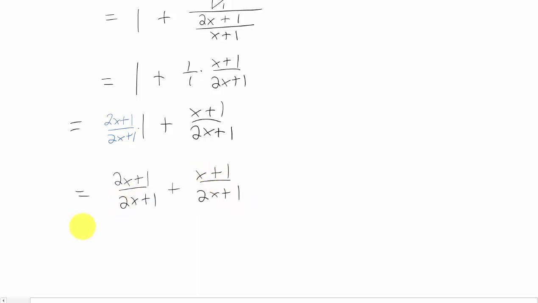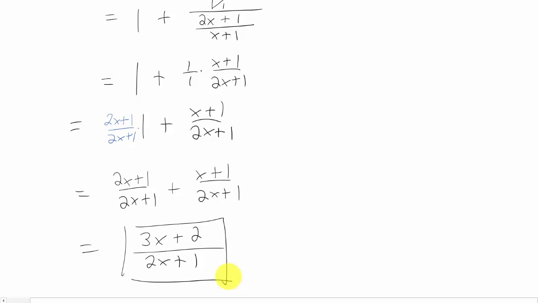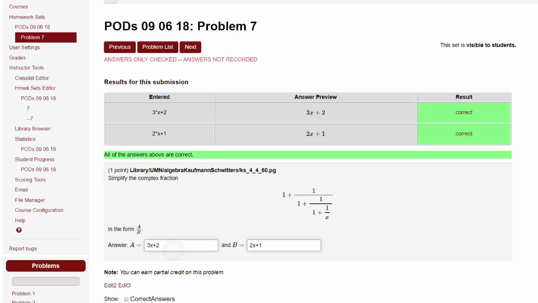And we can combine these two. The numerator is going to be 2x plus 1 plus x plus 1. 2x plus x is going to give us a 3x. The 1 plus the 1 is going to give us a 2. And our denominator stays the same, and that should be the answer. I edited out me typing that in, but when I did, the numerator here, denominator here, WebWork liked it.